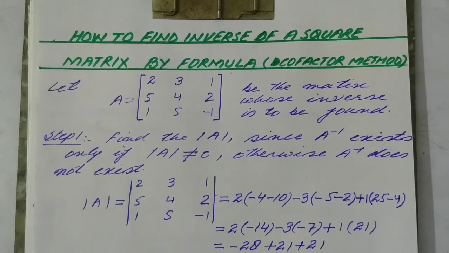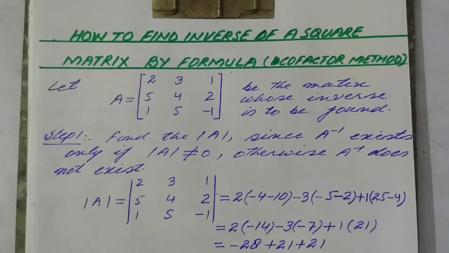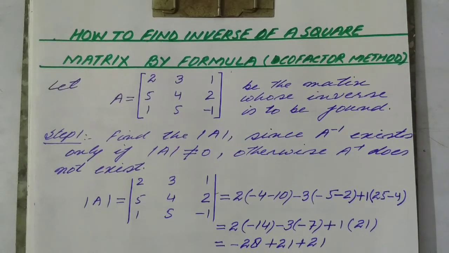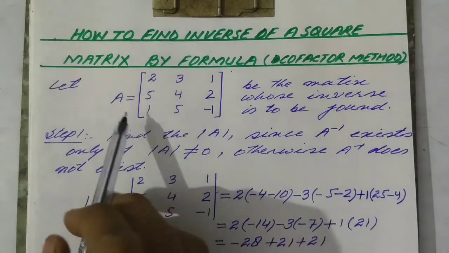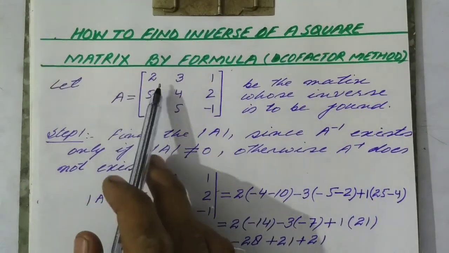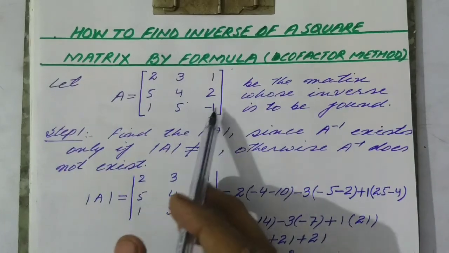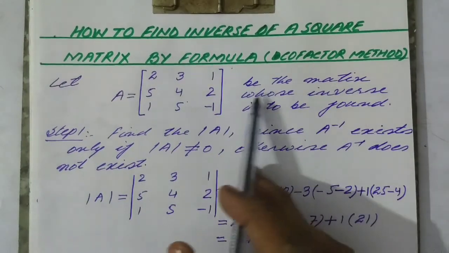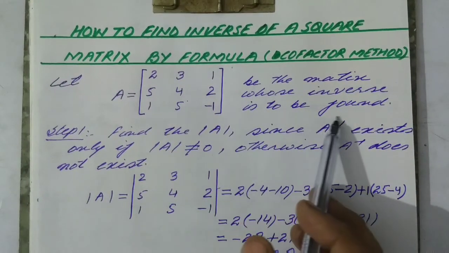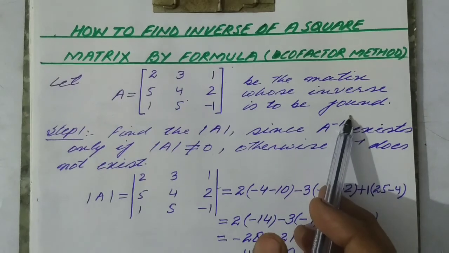Today in this video I am going to explain how to find the inverse of a square matrix by formula, which is also known as the cofactor method. So let A be a square matrix [[2, 3, 1], [5, 4, 2], [1, 5, -1]] whose inverse is to be found. I will explain it in steps.